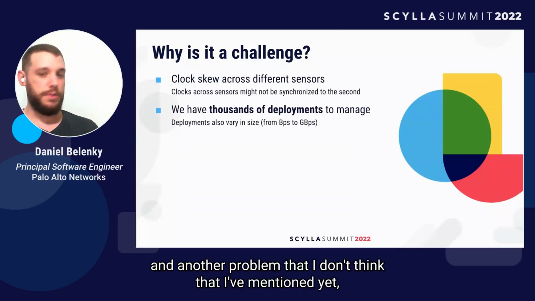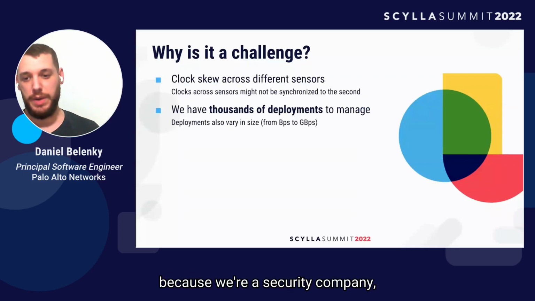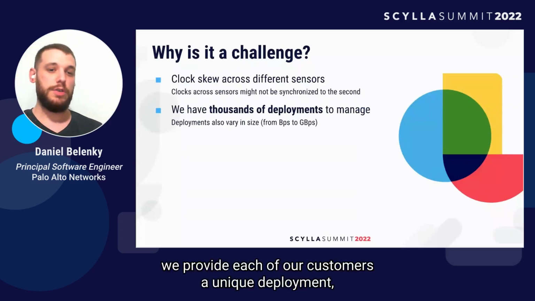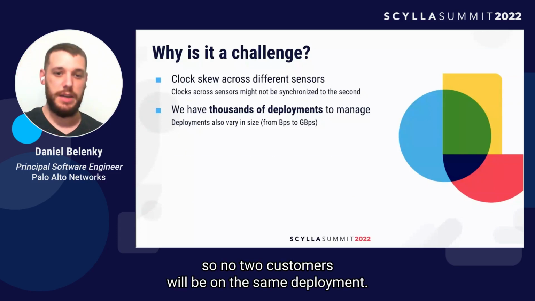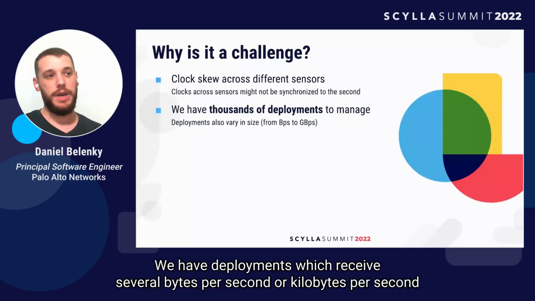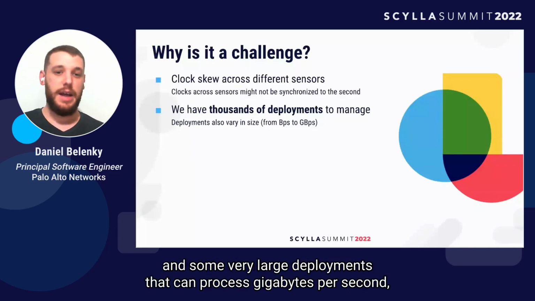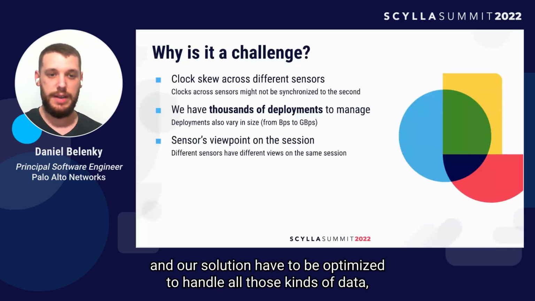Another problem that I don't think I've mentioned yet: because we're a security company, we provide each of our customers a unique deployment. So no two customers will be on the same deployment, and of course deployments can vary in size. We have deployments which receive several bytes or kilobytes per second, and some very large deployments that can process gigabytes per second. Our solution has to be optimized to handle all those kinds of data.